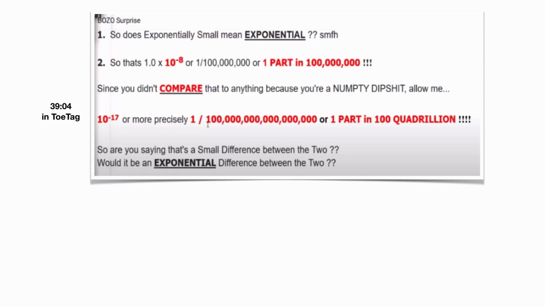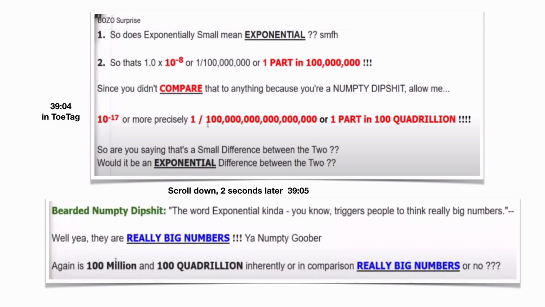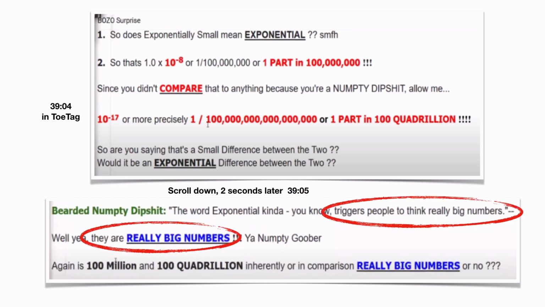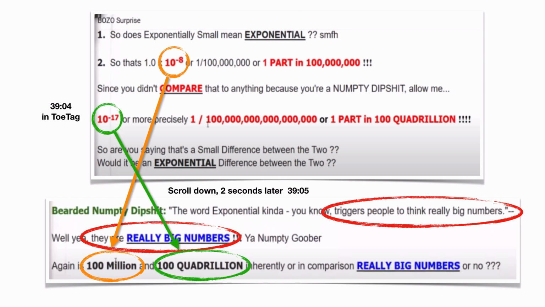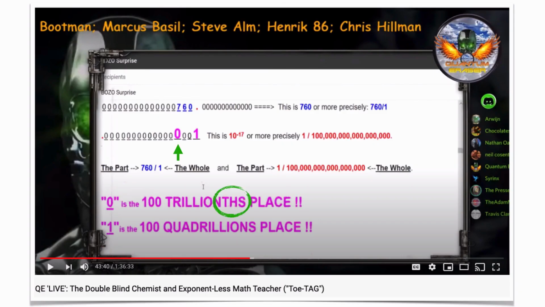Okay, so on Quantum Eraser's toe tag of me, he had this presentation where he's talking about 10 to the negative 8, and then he's talking about 10 to the negative 17. And then just literally 2 seconds later, when he scrolled down, he's making fun of me for saying that the word exponential triggers people to think really big numbers. I mean, he's giving me a hard time. But then he writes 100 million, but the original number was 10 to the negative 8, and then he writes 100 quadrillion, but that was 10 to the negative 17. So it's like he himself is getting confused by these negative exponents and treating them as positive exponents.